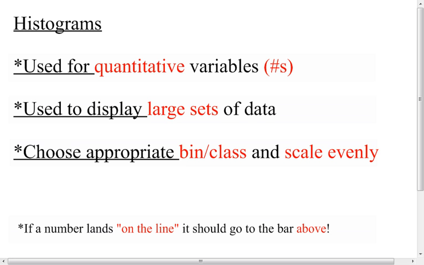And then know that if a number falls exactly on a line between two bars, you're always going to put it in the upper bar, the bar above that line, instead of the bar below that line, and that probably will happen in your homework.